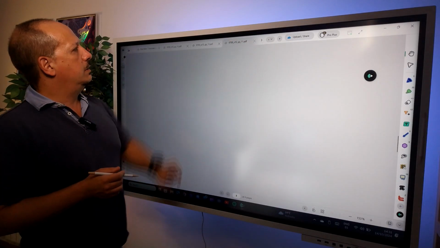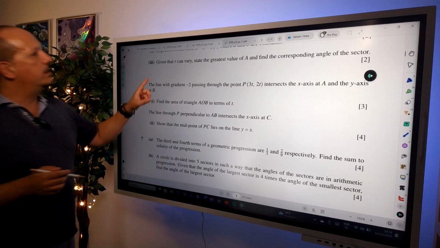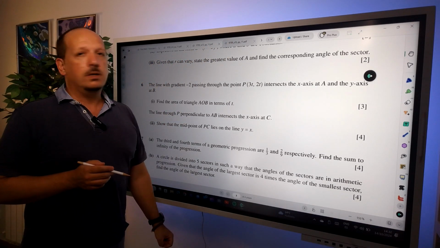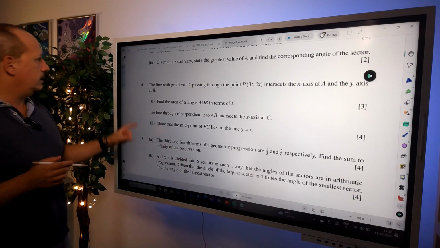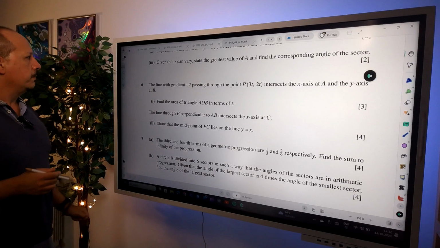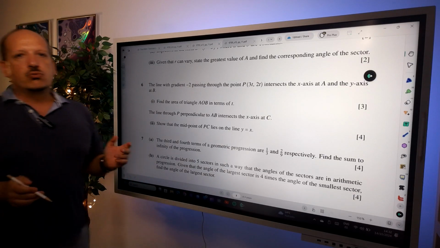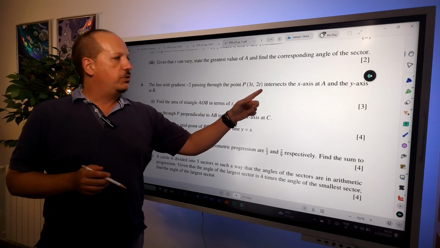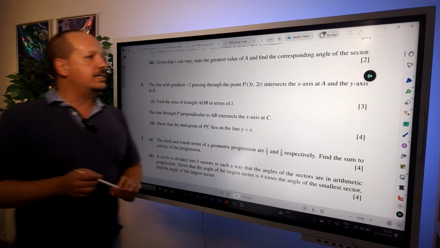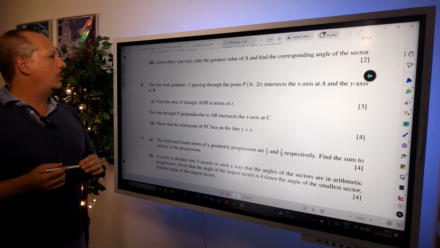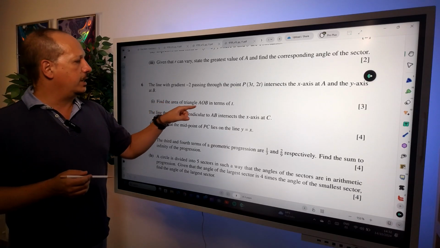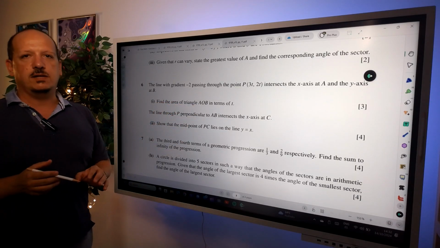Let's go to another exam question. This one is from a paper, Spring 2015, question paper 11, and it is question 6. The line with gradient minus 2 passing through the point P 3t, 2t intersects the x-axis at A and the y-axis at B. Find the area of the triangle AOB in terms of t.